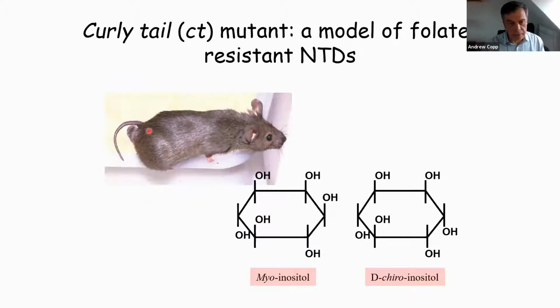Again, we began with a mouse, the curly tail, grainy head 3 mouse. And this mouse has spina bifida, which does not respond to folic acid, but does respond to this 6-carbon ring inositol. We've used either myo-inositol, that's the common form, and also D-chiro, which is an isomeric form. Both will prevent the spina bifida in these mice.